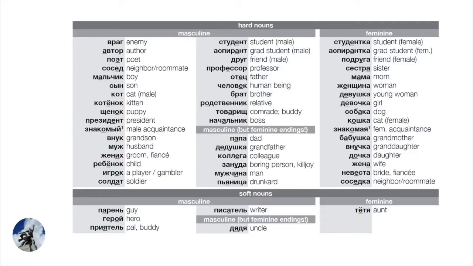Okay, next we have some hard feminine nouns. And again, these are all animate, so they're going to be referring to female people or, in some cases, animals. And, well, more on that in a moment. Let's just start the list.